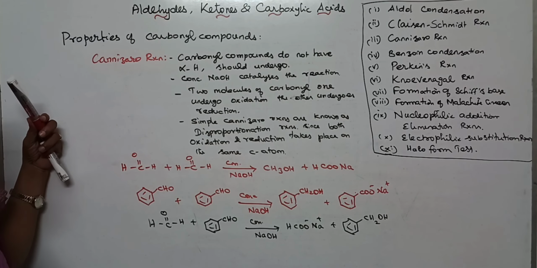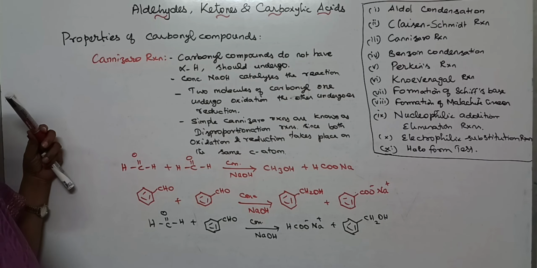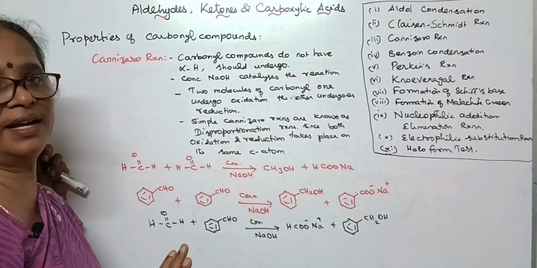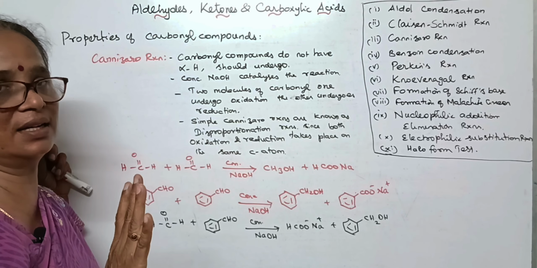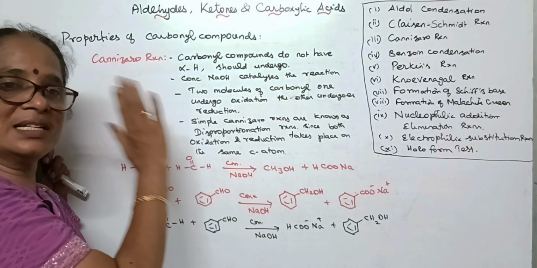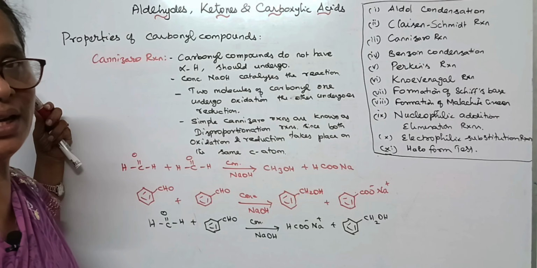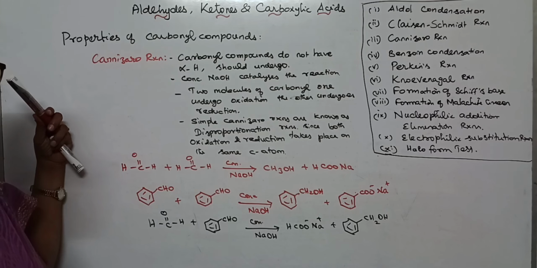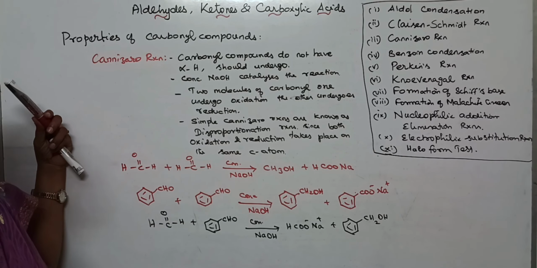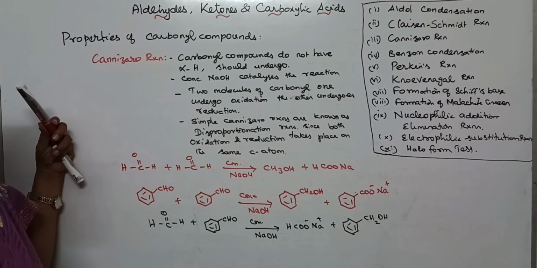Next one, Cannizzaro reaction. Cannizzaro reaction is just opposite to the aldol reaction. In aldol reaction, the carbonyl compound must have alpha hydrogen. In Cannizzaro reaction, they should not contain alpha hydrogen. Aldol reaction is catalyzed by dilute alkali. Cannizzaro reaction is catalyzed by concentrated alkali. And in Cannizzaro reaction, the compound undergoes oxidation and reduction. We can have the simple Cannizzaro reaction as well as crossed Cannizzaro reaction.